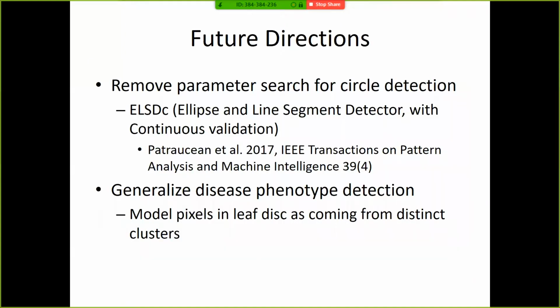So this method that's recently been published, ELSDC, I played around with it and it seems like a good way to remove this parameter search. And another direction to go into is to generalize phenotype detection. For example, in my case, I'm detecting white pixels. However, what if the disease was red? If we could model the pixels as coming from particular clusters, then it could generalize this method.